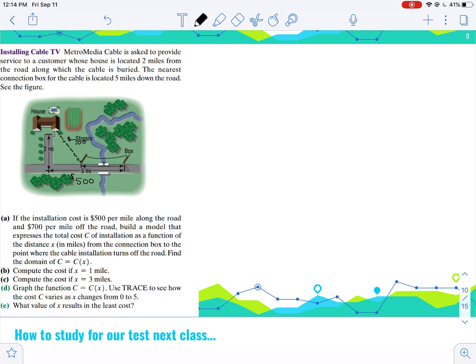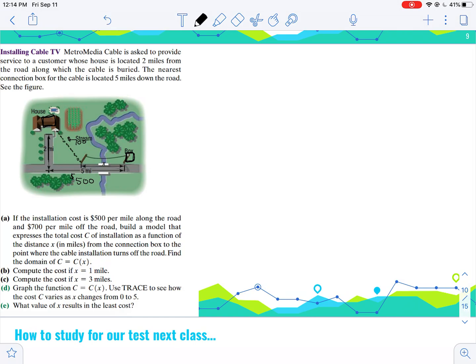Build a model that expresses the total cost of installation as a function of the distance x in miles from the connection box. So here's my connection box. It's at the house, to the point where the cable installation turns off the road. So I think from here to here, from your house to that box, is where they want us to find it. Find the domain of the cost, the C of x function.